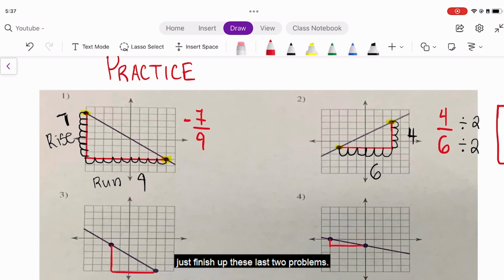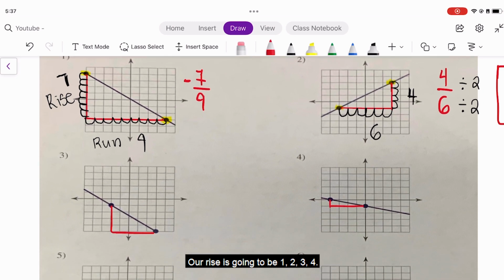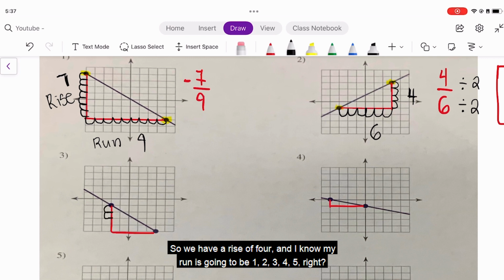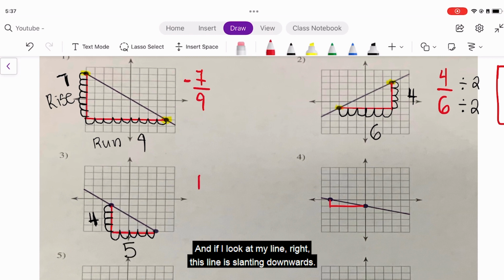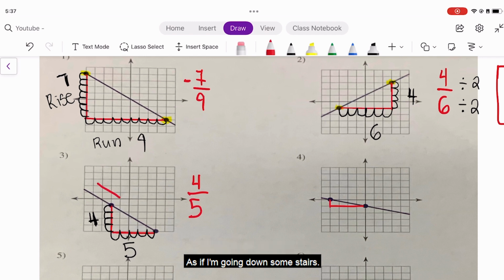But before we go, let's just finish up these last 2 problems, okay? So when we look at number 3, right, our rise is going to be 1, 2, 3, 4. So we have a rise of 4, and I know my run is going to be 1, 2, 3, 4, 5, right? So let's put this together. We have a rise of 4, a run of 5, and if I look at my line, right, this line is slanting downwards as if I'm going down some stairs. This is a negative slope, right?